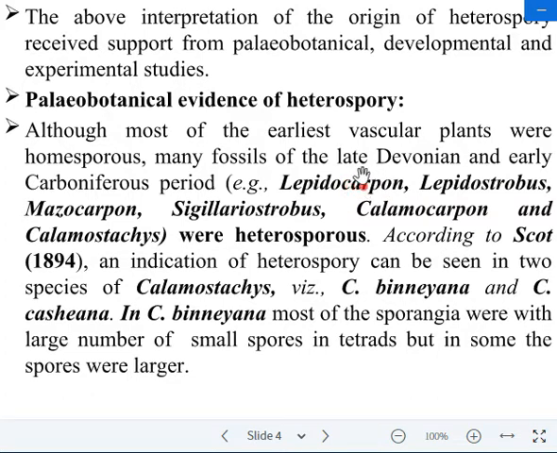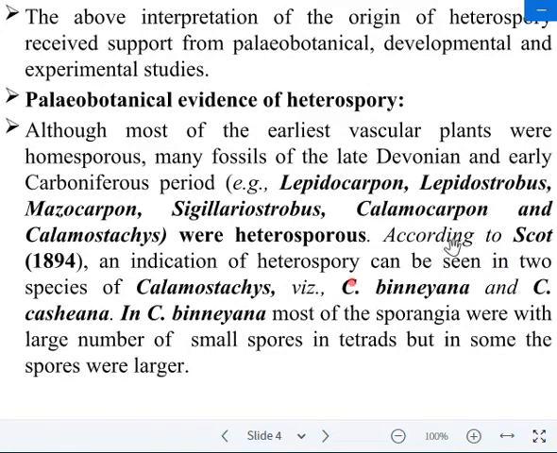the largest tree-like ferns, Lepidostrobus, Mesocarpus, Singulariostropus, Clamocarpon and Clamostichus were heterosporous. So there is some evidence from the late Devonian and early Carboniferous that these plants had the tendency of heterospory. They produced two different shapes and sizes of spores. But mostly the earlier vascular plants are recorded as homosporous.